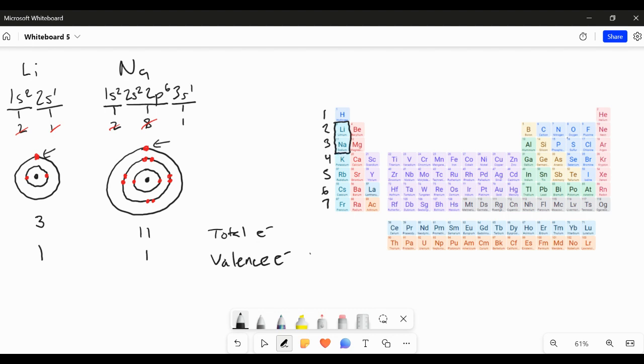But if each one of these periods represents adding an additional ring to this, by the time you get to something like rubidium or cesium, your Bohr model can be really, really complicated. Let me just add a little tag. This is the Bohr model. This is the electron configuration.